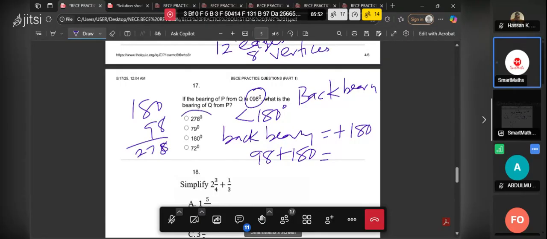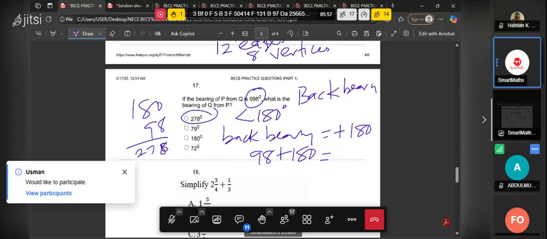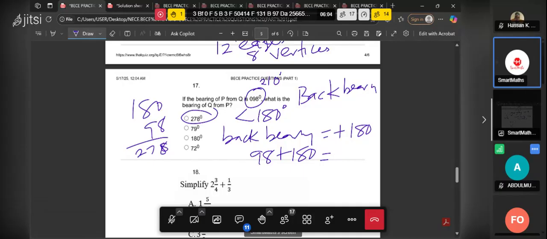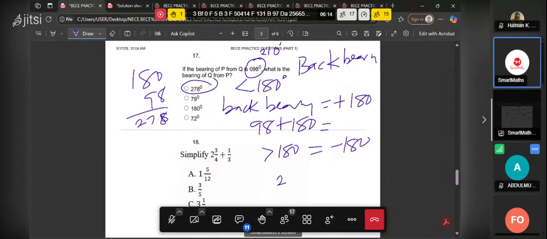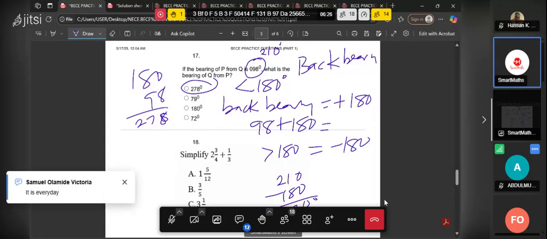But if the angle here is more than 180, let's say it is 210, what you are going to do is subtract. If it is greater than 180, you subtract 180 from it. So that means 210 minus 180 degrees gives 30 degrees. So that is how to go about that. I believe that is clear.